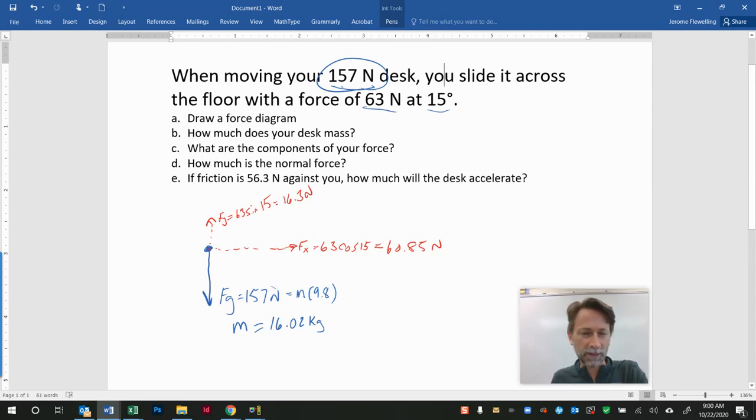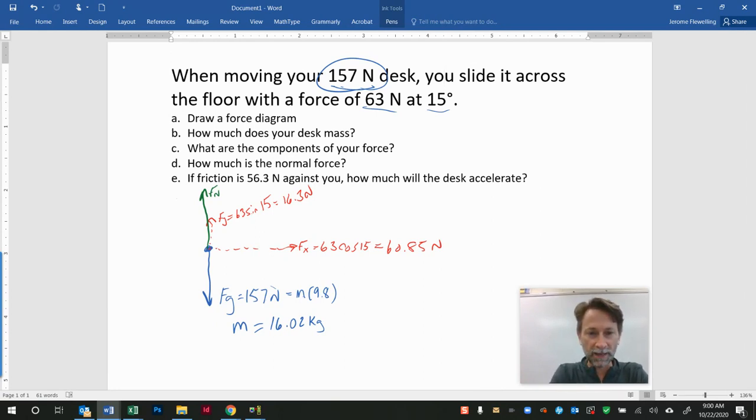So the next thing I look at is, is that all of the forces acting on the desk? I'm not really sure, because my desk isn't going to be floating or sinking. Looking in the up and down direction, if the down force is 157 and the up force is 16.3, there has to be another force pushing up on the object that balances that out. Remember, that's what we call the normal force. It's the force that the ground is pushing up on it to balance it out.